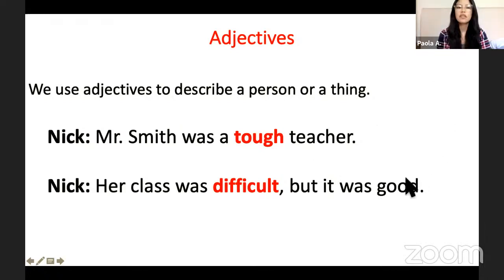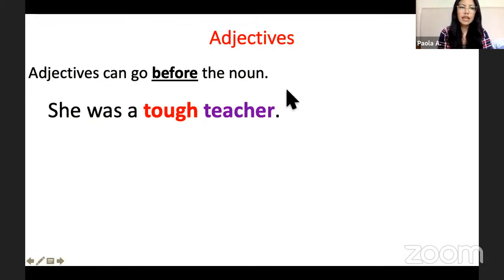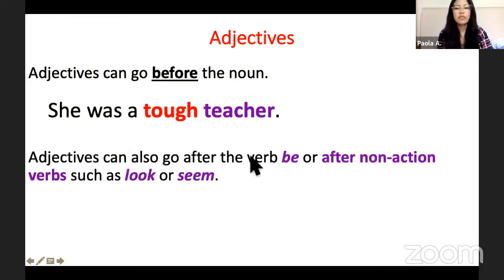Excellent. So in both examples, we have adjectives that help us to describe either a person, which is a teacher, or a thing, which is a class, right? They're describing the class as difficult, the teacher as tough. Next. Adjectives can go before the noun. A teacher is a noun, right? The noun could be a thing or it could be a person. And adjectives can also go after the verb be or after non-action verbs, such as look or see.